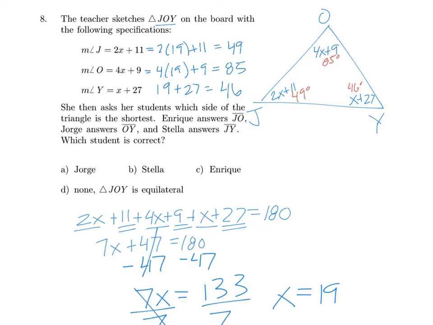She then asks her students which side of the triangle is the shortest. Which side is the shortest? This is the smallest angle, so opposite to that, it's going to be JO. Another student answers JY. Which student is correct? Enrique said JO, so Enrique is correct. Your answer is C. Done.